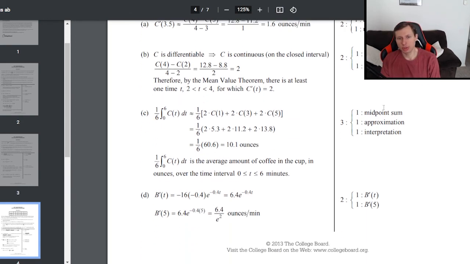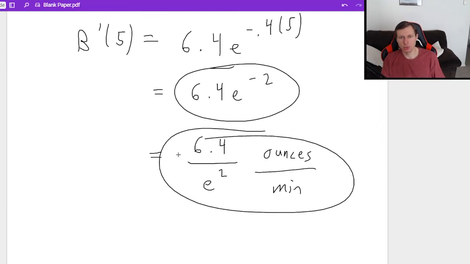Part C, you get 1 point for the midpoint sum, which they got 10.1 ounces. That's what we got. Oh wait, I have this backwards. The midpoint sum was 60.6. The approximation when you divide by 6 was 10.1. So there's 2 points right there. And then 1 point for the interpretation. Look at this. Average amount of coffee in the cup in ounces over the time interval from 0 to 6. We forgot to say the time interval. I feel like I would have lost a point for that because the time interval is important. And then part D, 1 point for the derivative, which this is what we had, and 1 point for our answer. You'll notice they wrote it with e squared in the denominator, but again, I think they would have accepted this answer as well, 6.4 e to the negative 2, because it's the same thing.